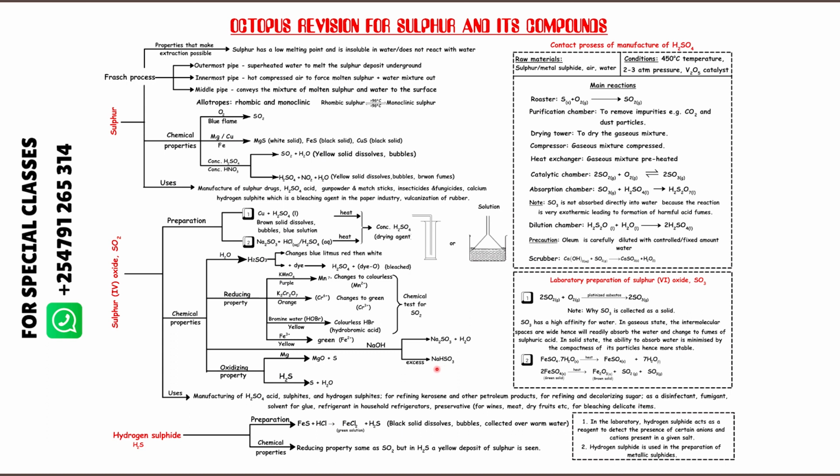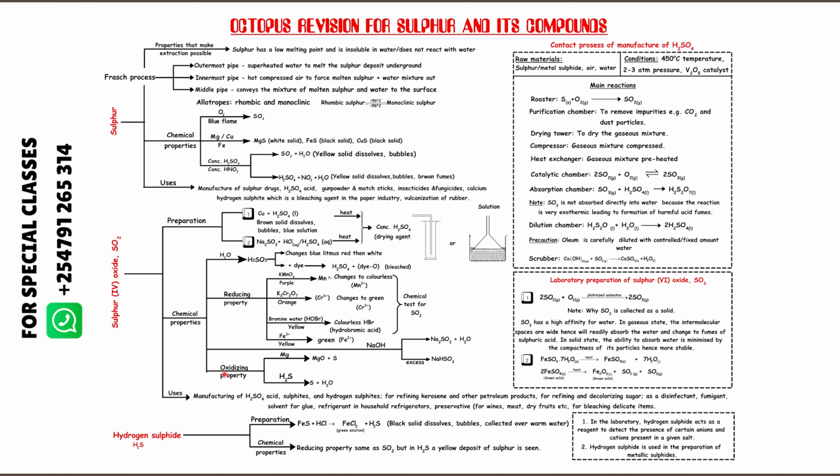And that's how an examiner will tell you, describe how you can obtain sodium hydrogen sulfite starting with sodium metal. That's the concept of salts. Then you're going to say, dissolve sodium metal in water to get sodium hydroxide. Then you bubble excess sulfur(IV) oxide to get sodium hydrogen sulfite.